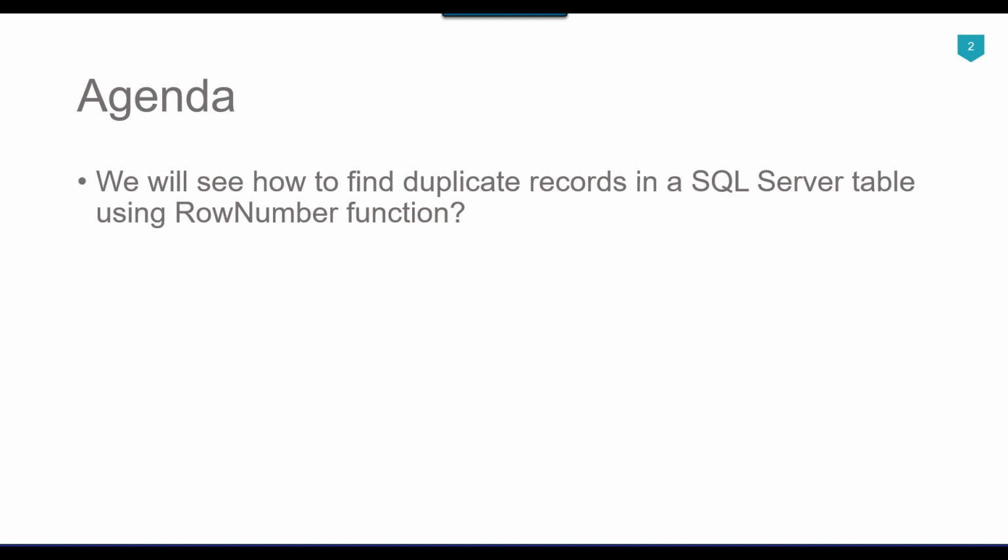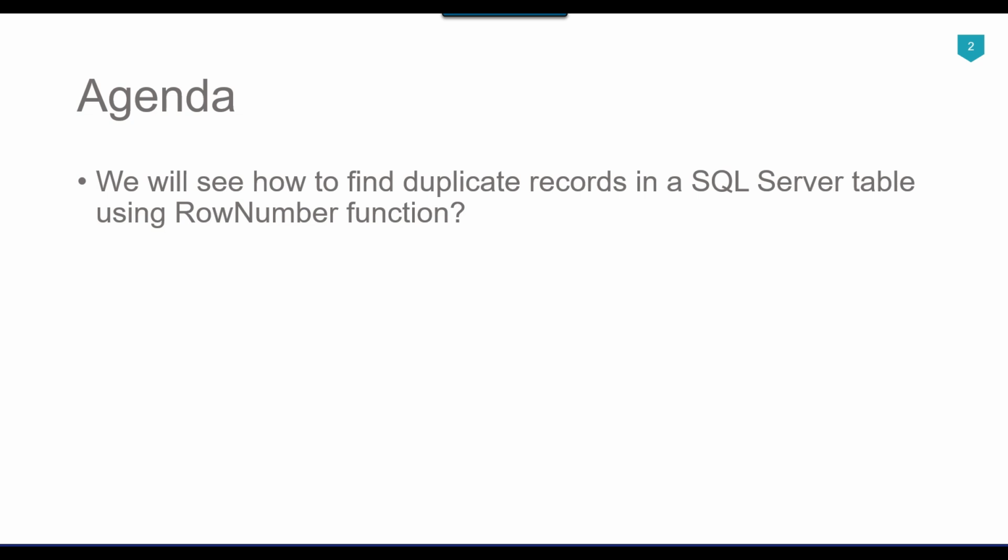So the agenda of today's video tutorial is that we will see how we can find the duplicate records from a SQL Server table using the ROW_NUMBER function. ROW_NUMBER is a window function which can be used to generate a unique row number in a table. For example, if you are selecting data from a table and you want a unique ID to be generated at runtime, you can use the ROW_NUMBER function, which generates the unique ID at runtime.